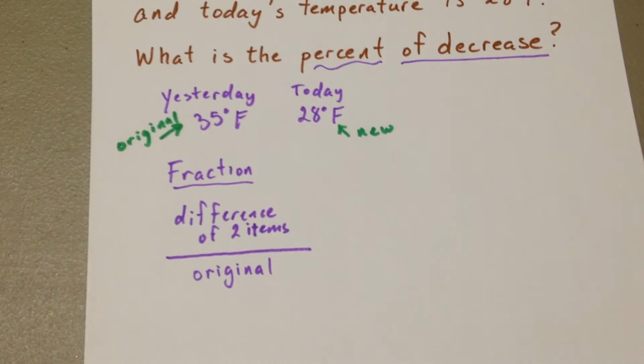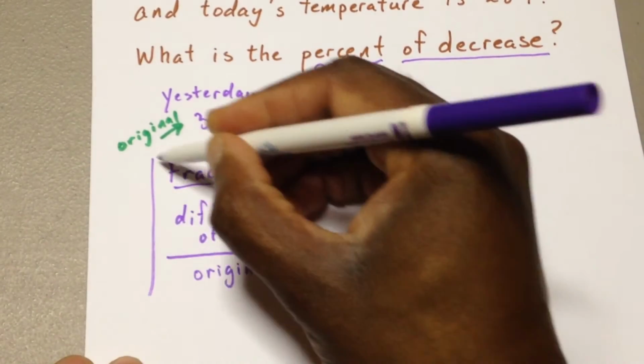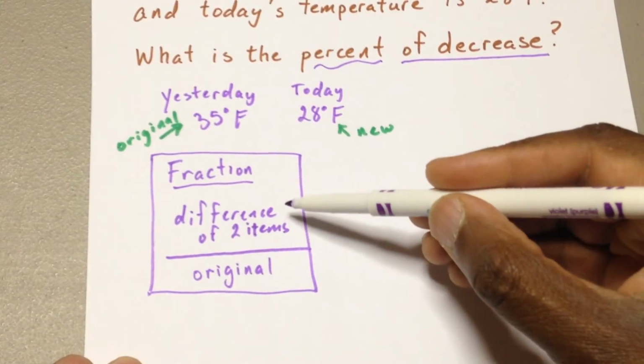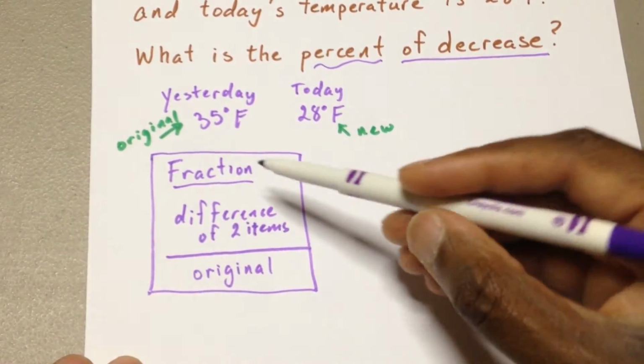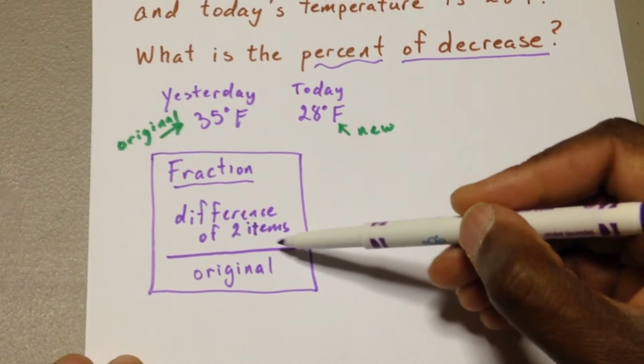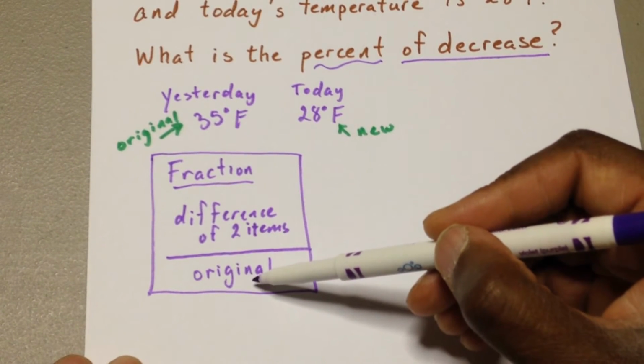So when you do the fraction, well, this is very important. This one is the difference of the two items. So you have to subtract the two items to see what the change is. And you're going to put that over the original number.